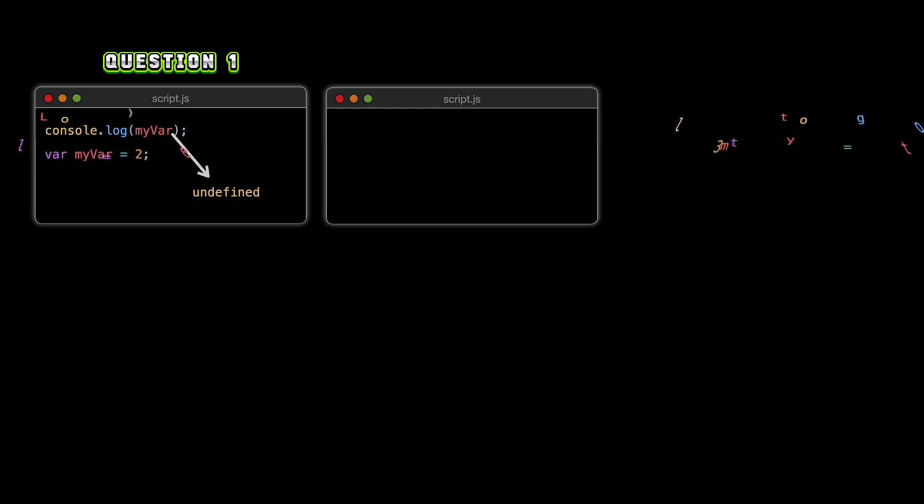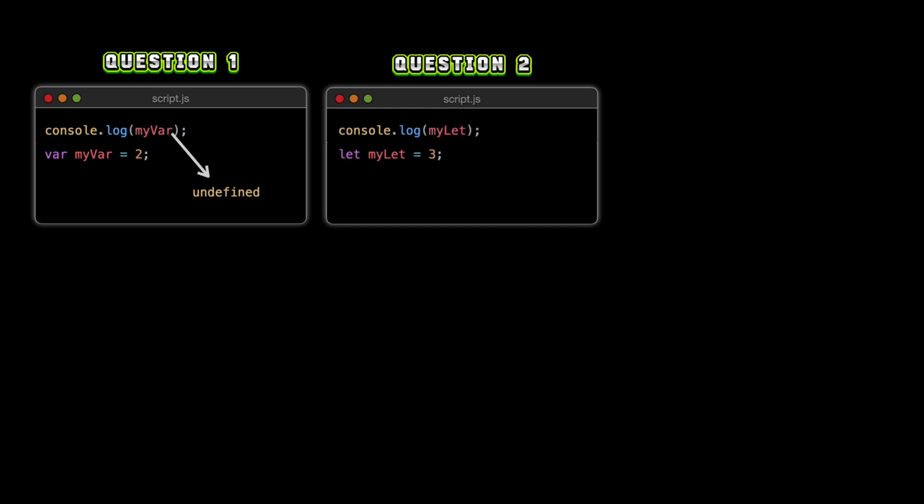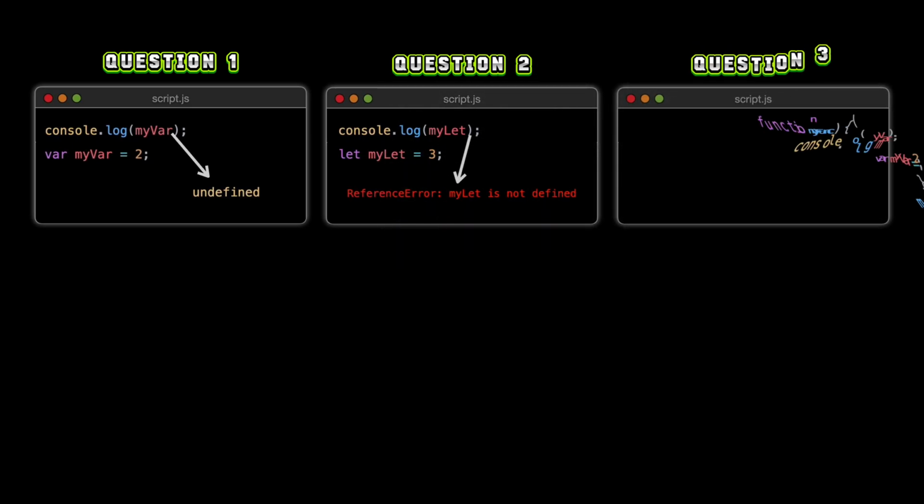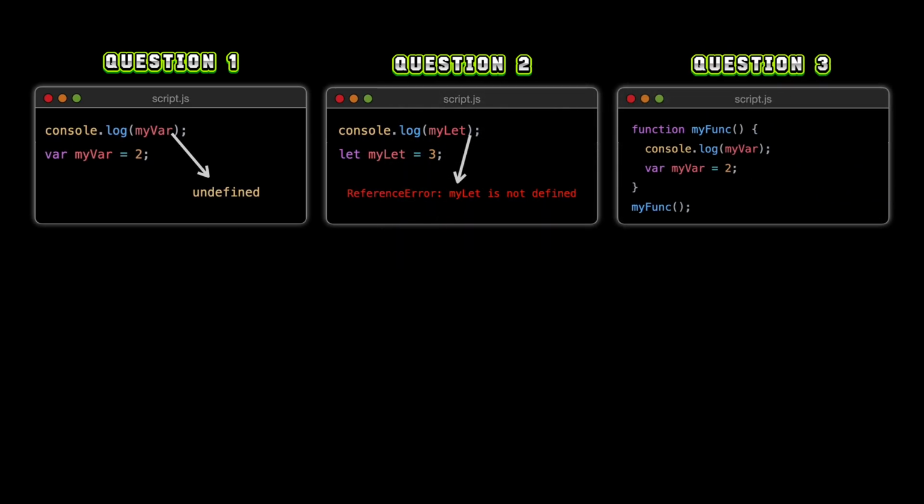Now, how about this one? What will the console show? This is a bit of a trick. If you guessed reference error, you're absolutely correct. Unlike var, let declarations are not initialized until their line of code is executed, which means we can't access them before they are declared. Moving on to functions, what will this code log?